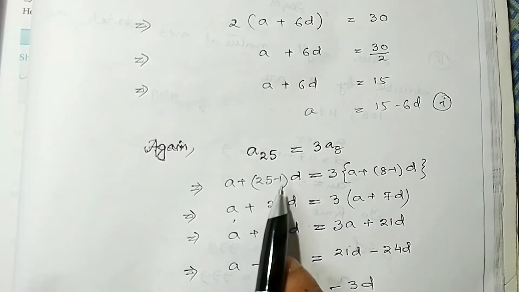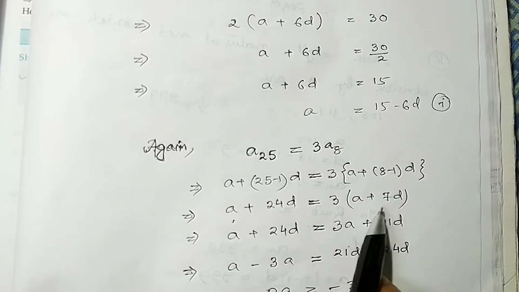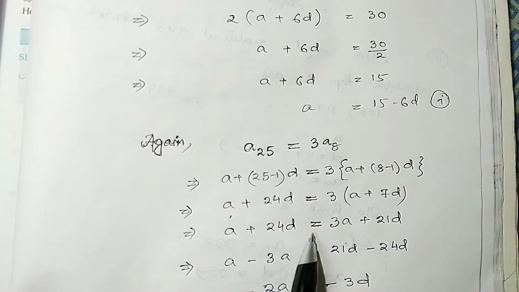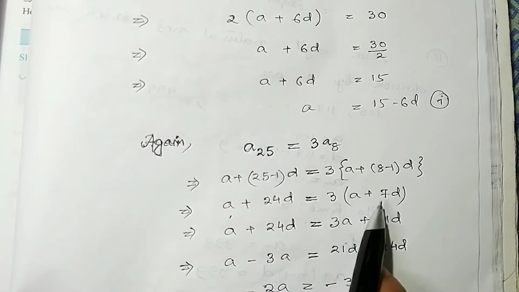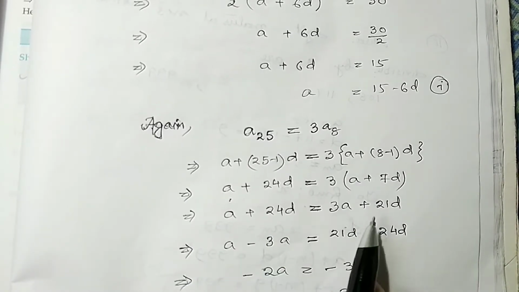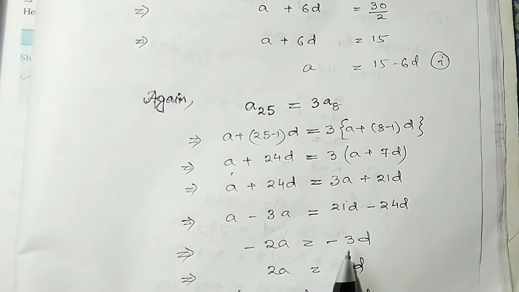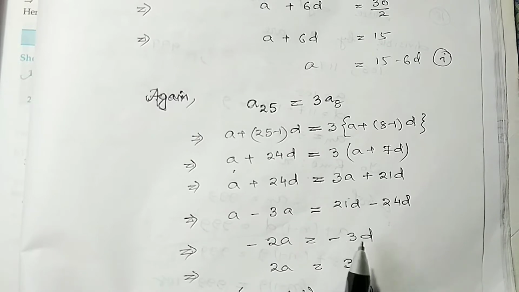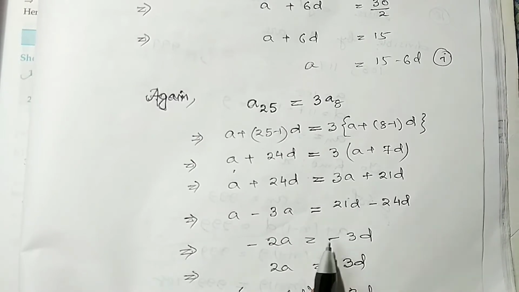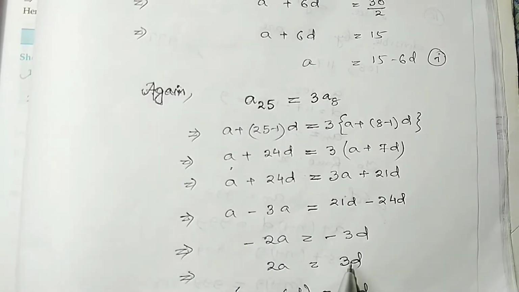A plus 24D equals 3 (A plus 7D). A plus 24D equals 3A plus 21D. A minus 3A, 21D minus 24D: minus 2A equals minus 3D. If I multiply both sides by minus, the negative sign will go. So we are left with 2A equals 3D.